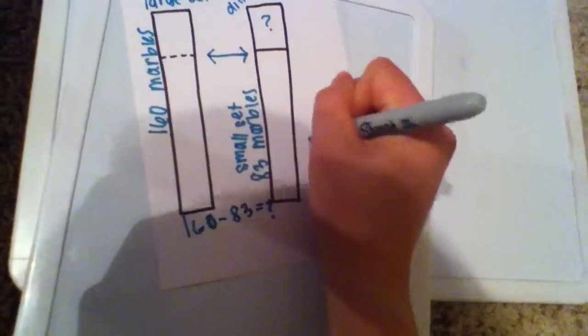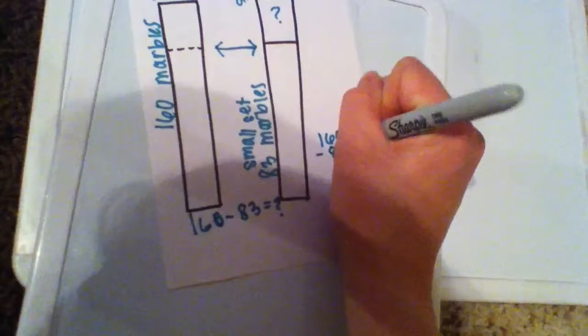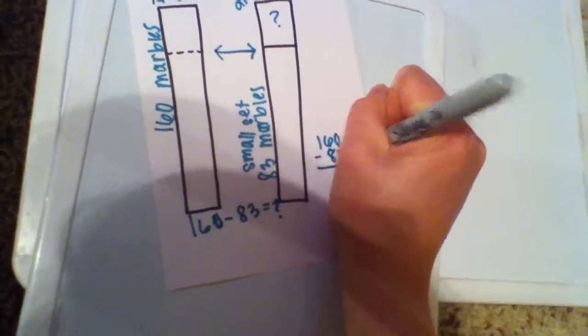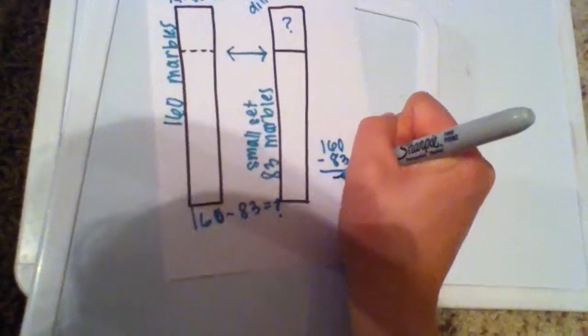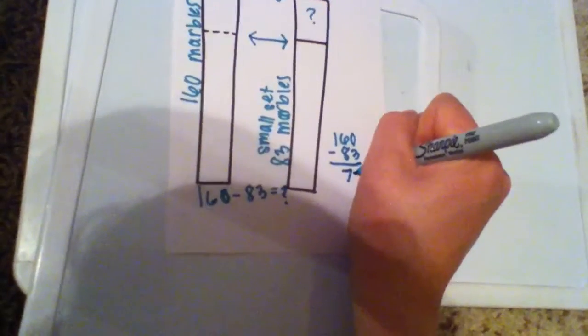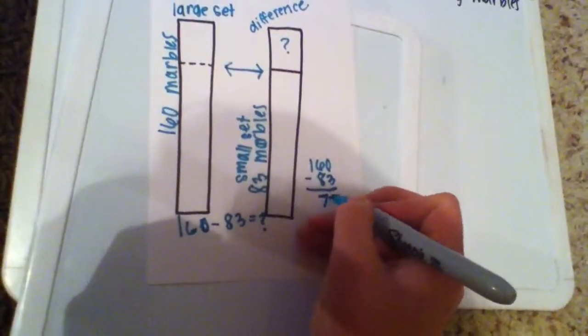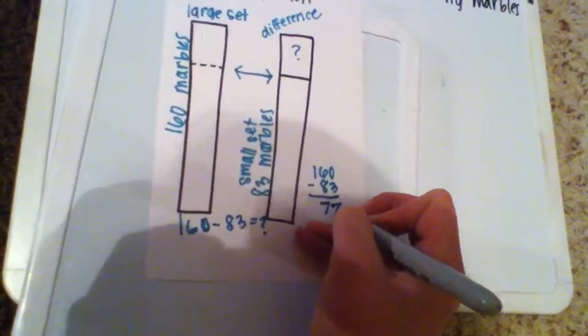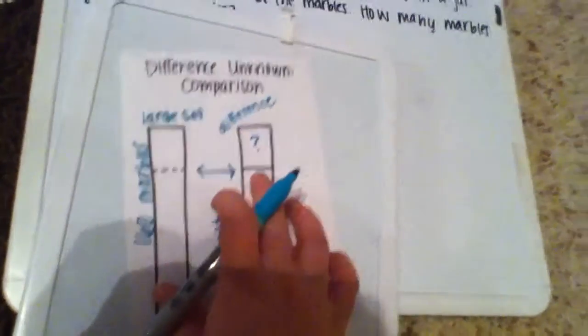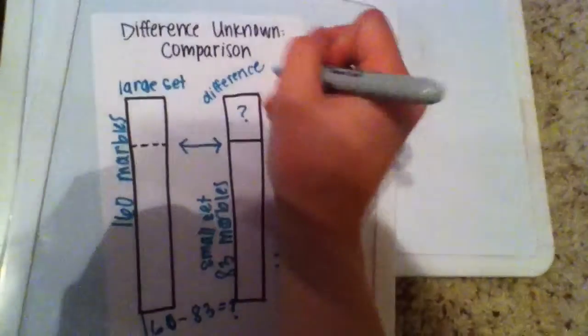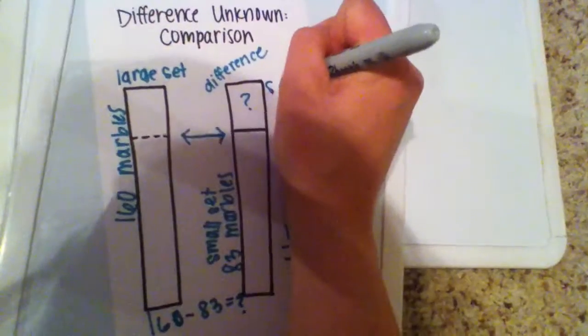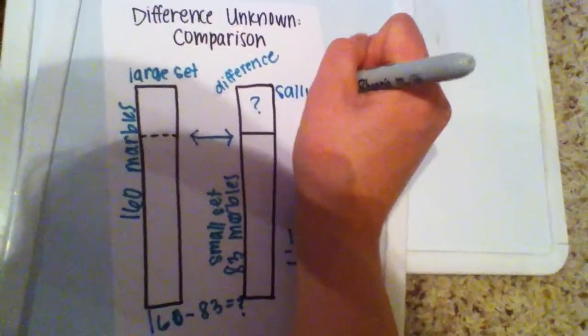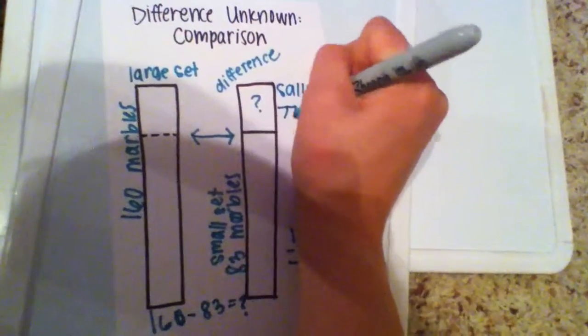So how we're going to subtract this is just 160. It's an easy way to write it out, minus 83. And we know that this total will equal 77. So knowing that the total is 77, we know that Sally put in 77 marbles in order to make 160 at all. So the difference is Sally put in 77 marbles.